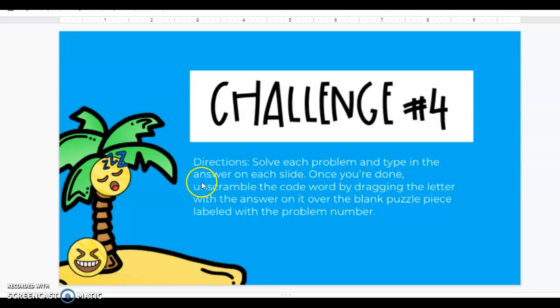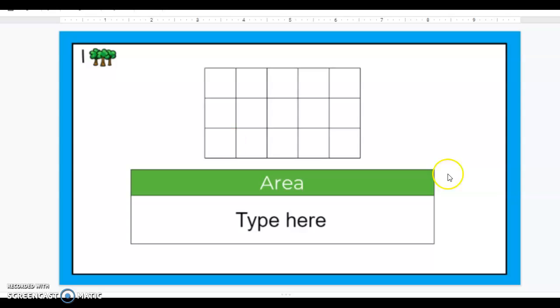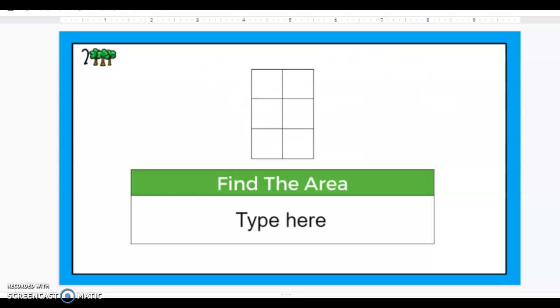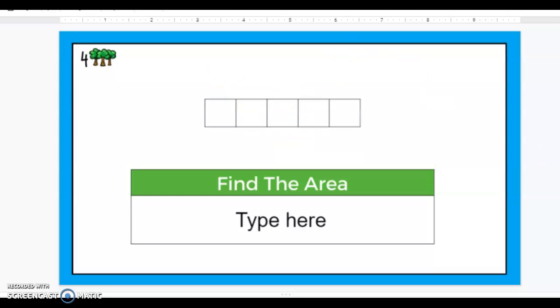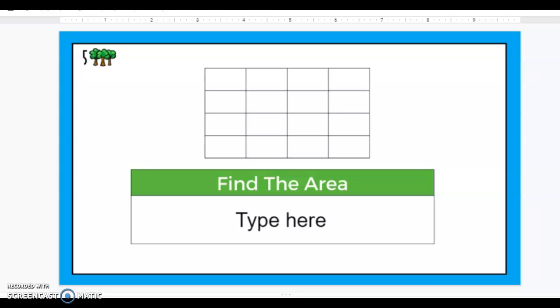Solve each problem and type the answer on each slide. Once you're done, unscramble the code word by dragging the letter with the answer on it over the blank puzzle piece labeled with the problem number. So what is this area? What is that area? That area, that area, and that area.